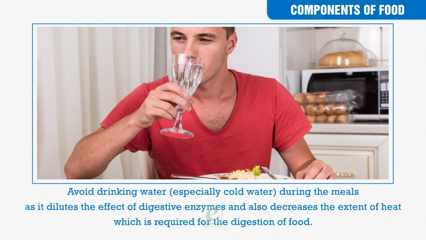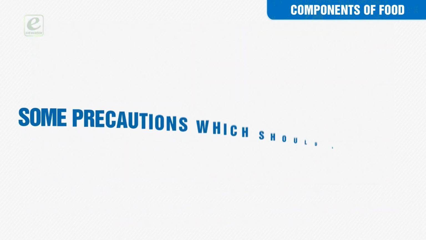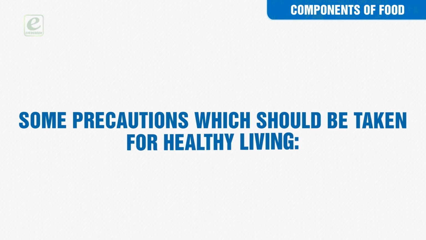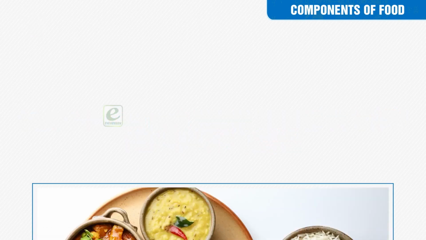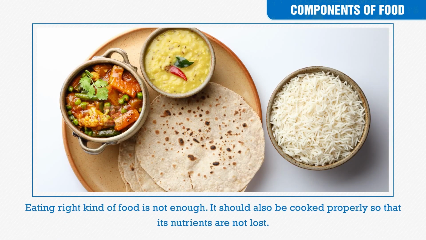Avoid drinking water, especially cold water, during the meals, as it dilutes the effect of digestive enzymes and also decreases the extent of heat which is required for the digestion of food. Some precautions which should be taken for healthy living. Eating right kind of food is not enough. It should also be cooked properly so that its nutrients are not lost.